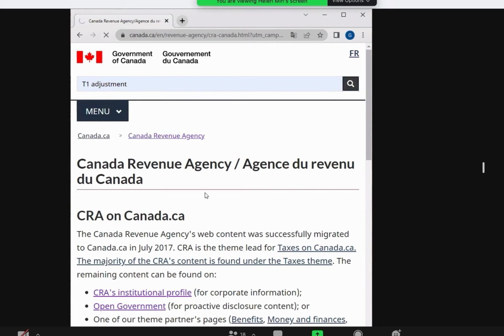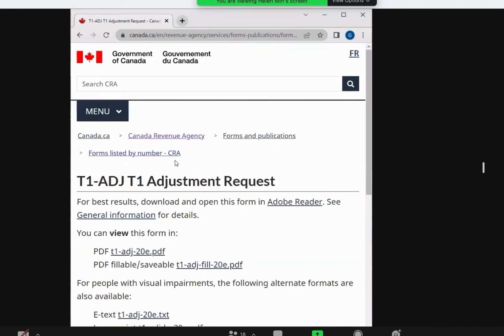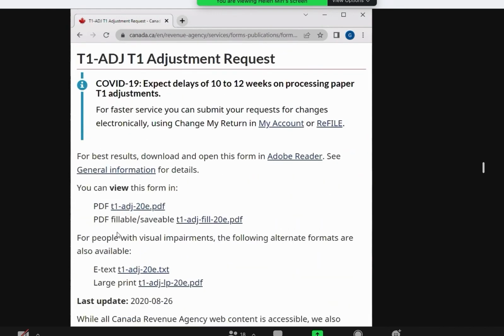When you find the T1 adjustment, the T1 ADJ, as I used to tell you, make sure you go to the variable PDF, this one. Don't go to this one; this one you only print out, then use a pen to handwrite. The variable one is better. When you're done, you just print it out. The CRA will like it.